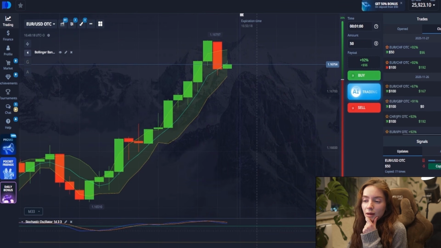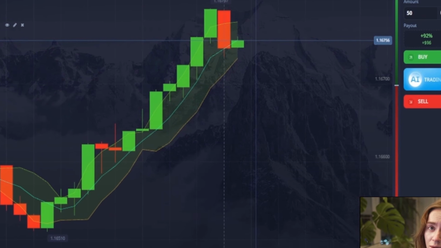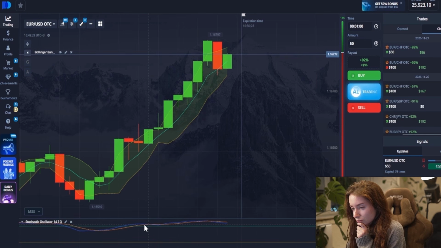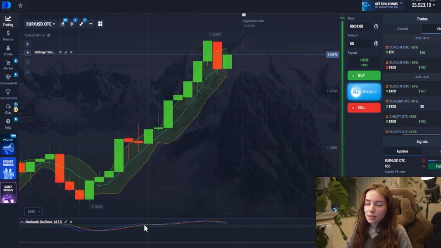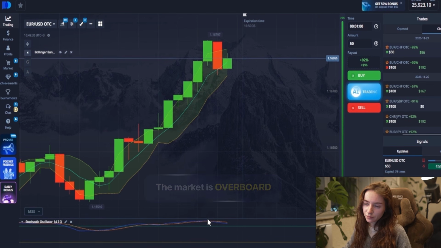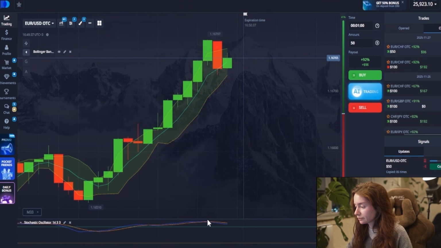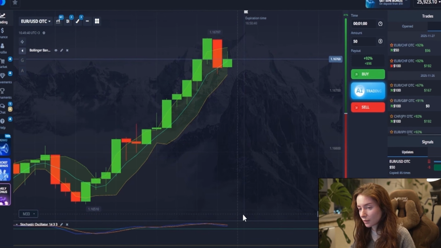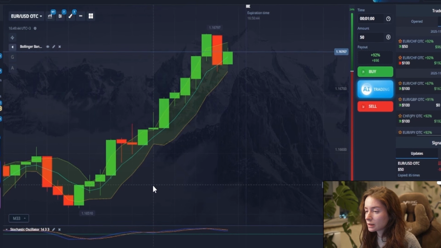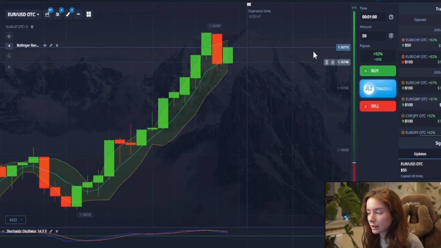Again, looking at the situation now, we see a fairly long period above 80, which indicates that the market is overbought. Accordingly, we can place a sell trade here. Now we'll try to open a sell order.